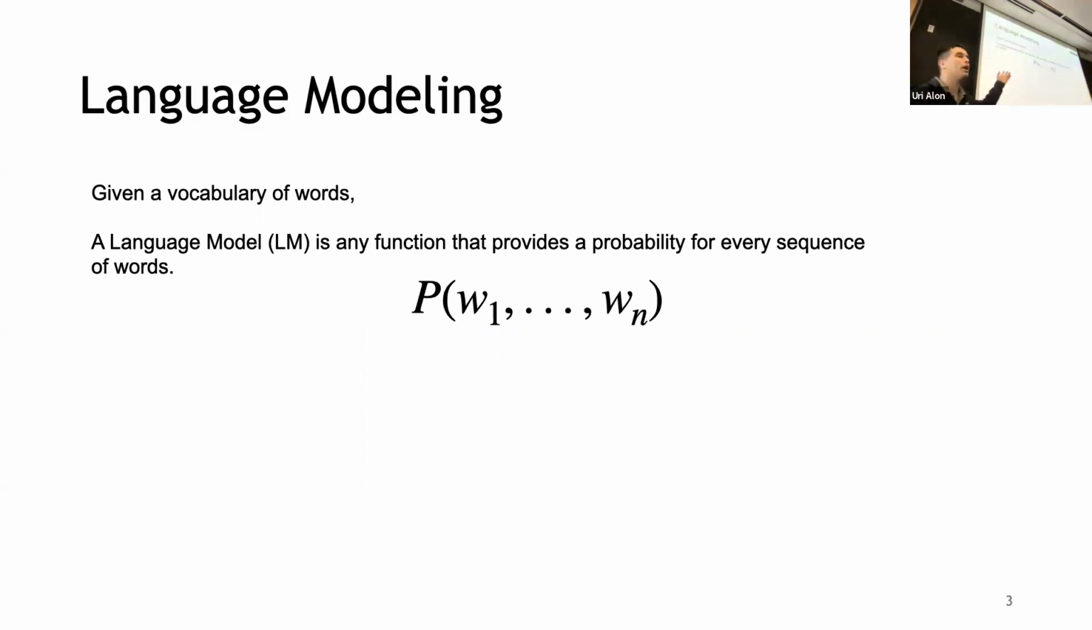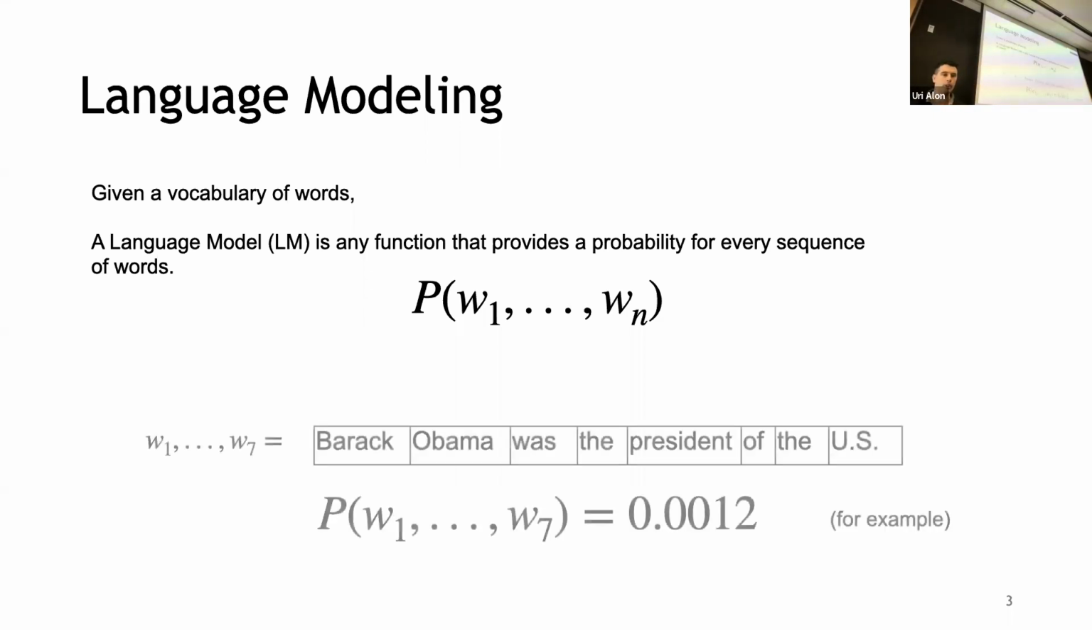So if we have W1 to Wn, which is our sequence of words or a sentence, a language model is basically anything that can take this sequence and provide us with a probability. So for example, if our sentence is Barack Obama was the president of the US, a language model might give us the probability of 0.0012.